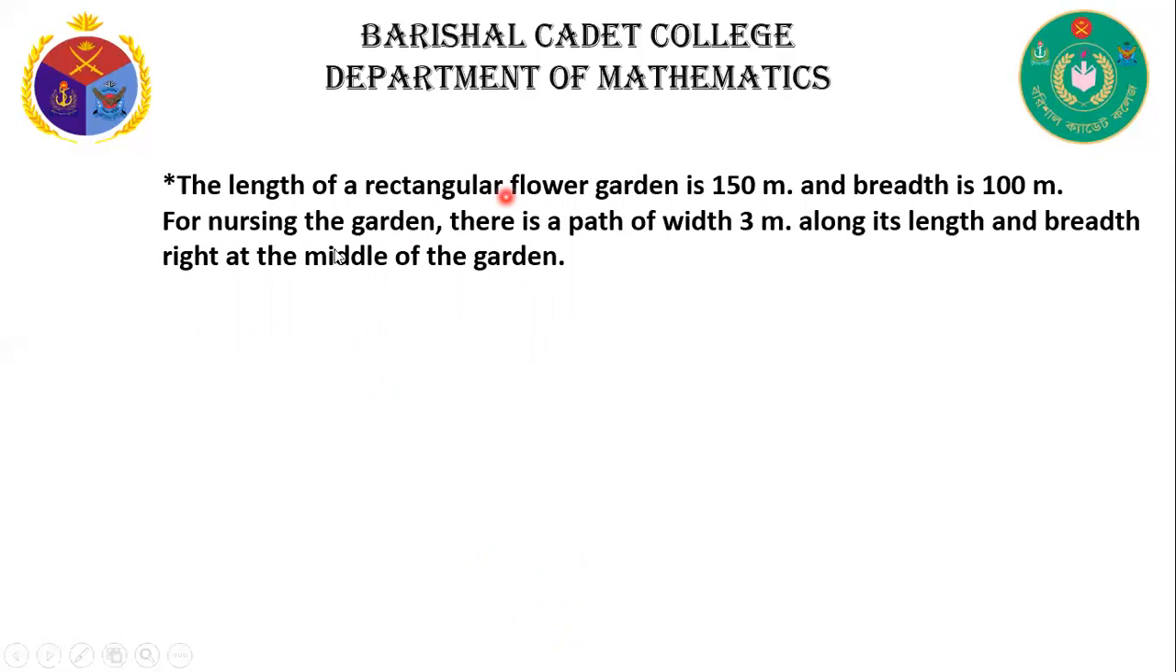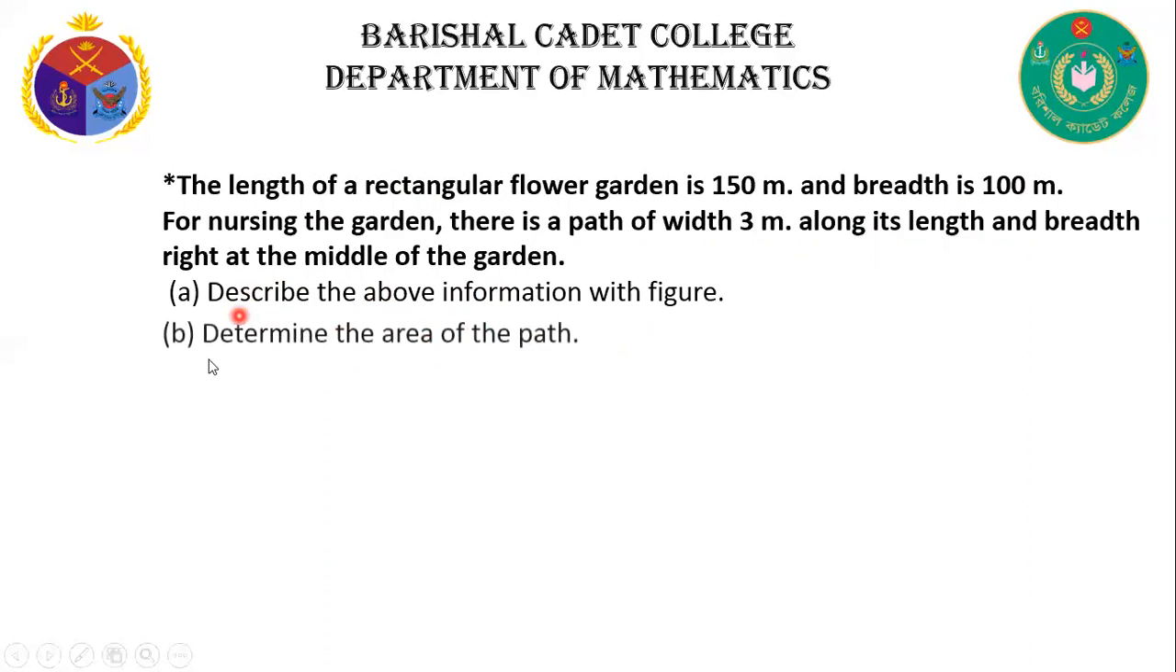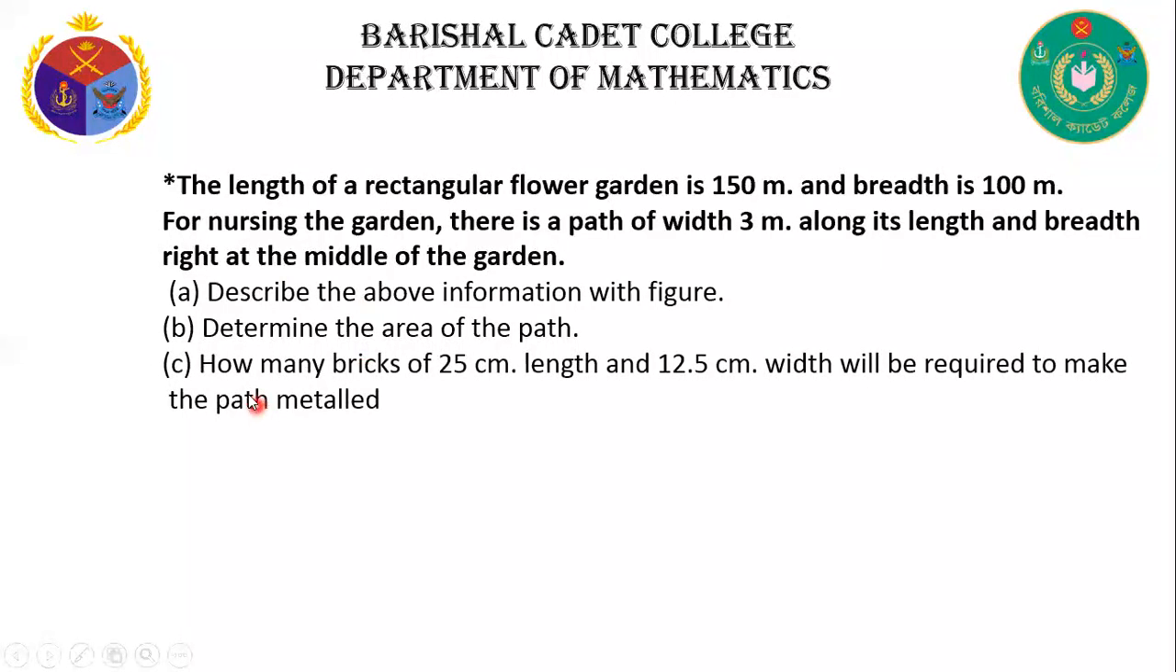Now another question. The length of a rectangular flower garden is 150 meter and breadth is 100 meter. For nurturing the garden, there is a path 3 meter wide along the length and breadth right at the middle of the garden. Question A, describe the above information with a figure. Question B, determine the area of the path. And question C, how many bricks of 25 centimeter length and 12.5 centimeter width will be required to make the path?